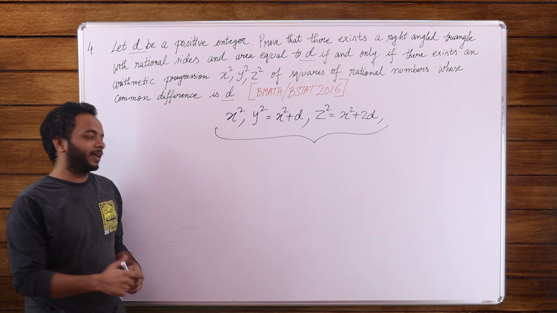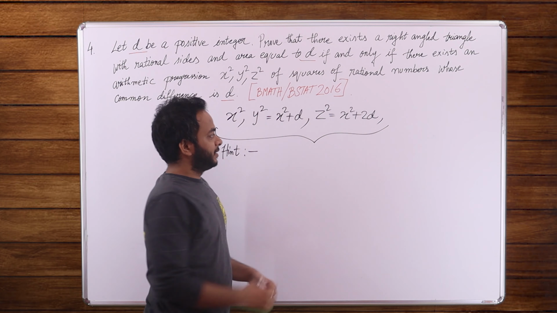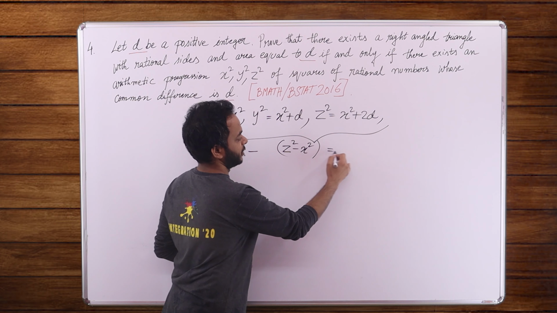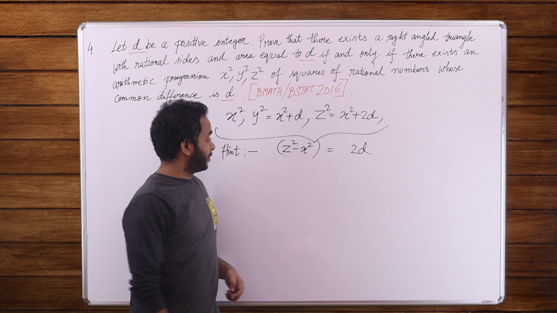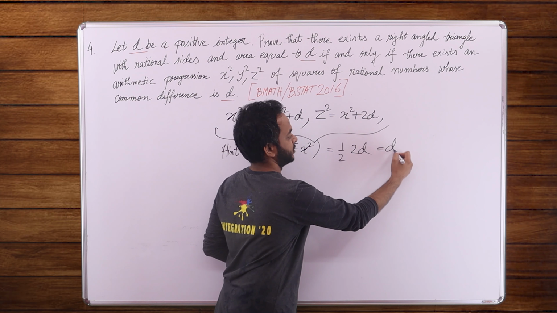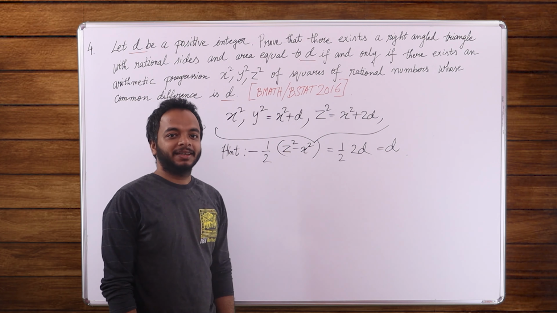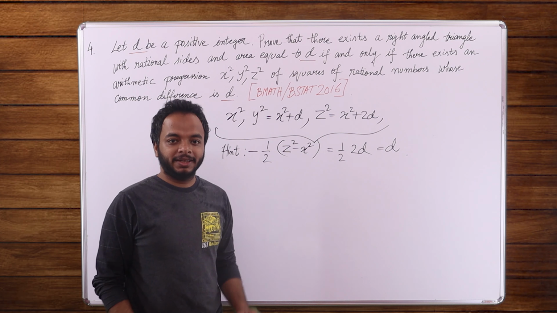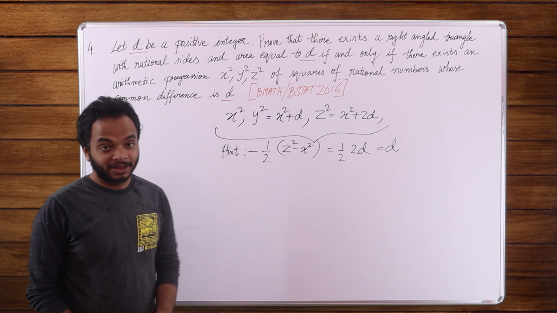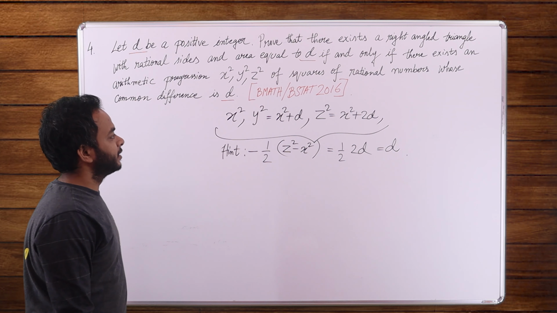So first your hint would be here. You notice that z square minus x square is equal to 2d. Now if I multiply half on both the sides, then this becomes d. So now can you bring this into the two sides containing the right angle of a right angle triangle and show that it's rational? This would be your hint for the if part.